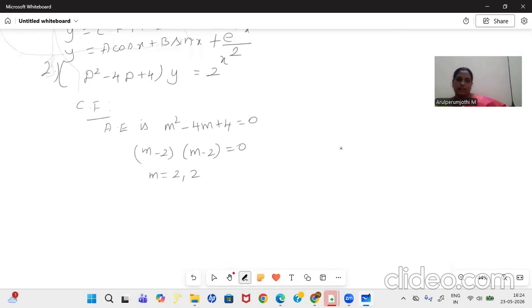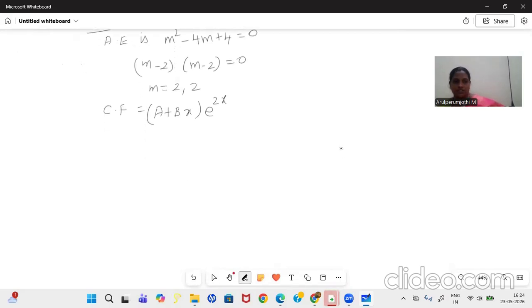See, the roots are real and equal. So what is your complementary function? It is a plus bx into e power mx. So m is equal to 2, so it is e power 2x. So to find PI, the general form of PI is 1 by f of d into q of x, right? So this is the general formula.